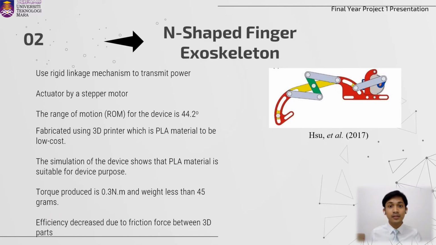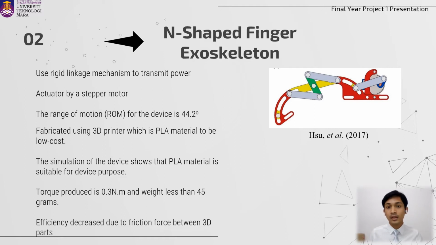Next is N-shaped finger exoskeleton developed by Su et al. This device uses linkage mechanism to transmit power actuated by a stepper motor. The range of motion for this device can achieve is 44.2 degree. They fabricate the device by using 3D printer, which use PLA material to be low cost.